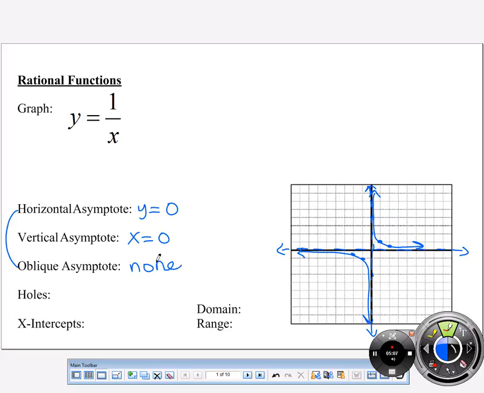Are there any holes in this graph? So a hole is literally a hole. It would be like you're traveling along this nice little curve, and then all of a sudden there's a little open spot right here that it just kind of jumps over and then keeps following on the curve. So there's no holes in this graph.